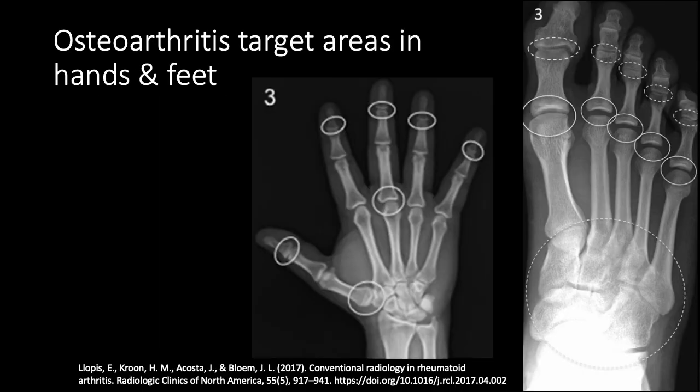These are useful images of the distribution of osteoarthritis in the hands and feet. In the hands, osteoarthritis is especially seen at the first CMC joint, the DIP and PIP joints. In the feet, osteoarthritis is especially seen in the first MTP joint as well as the TMT joints. In terms of large joints, knees and hips are commonly involved.